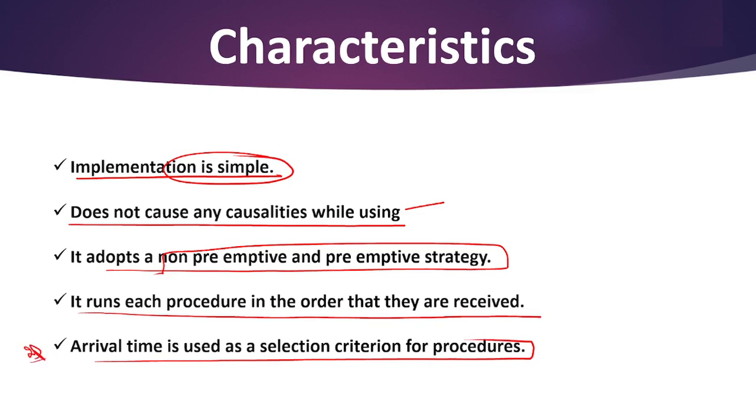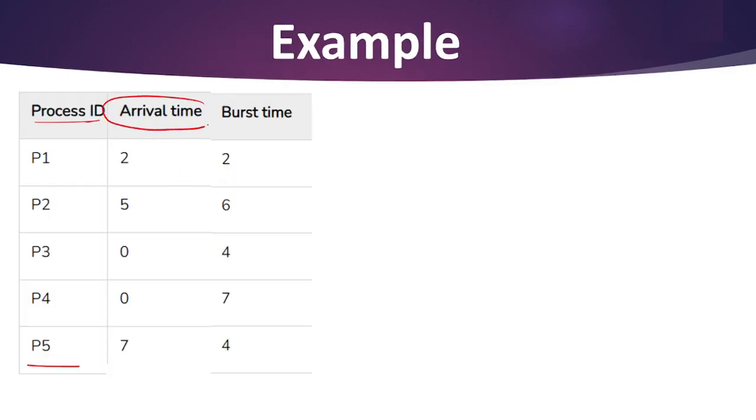This point is very, very important. Arrival time is used as the selection criteria here. So what is the meaning of selection criteria? The process that we want to select at the very first point will be selected on the basis of the arrival time. Okay, so here we have an example where 5 processes are given. Their arrival time and burst time is also given here.